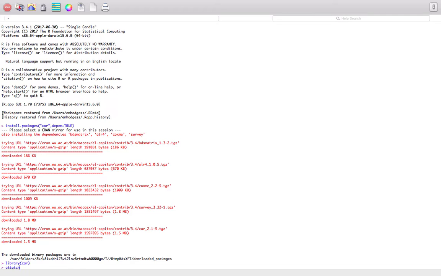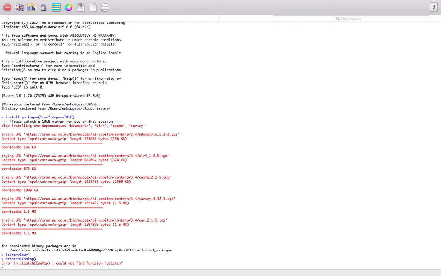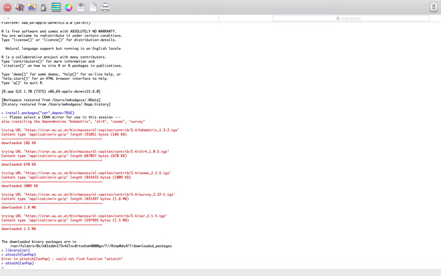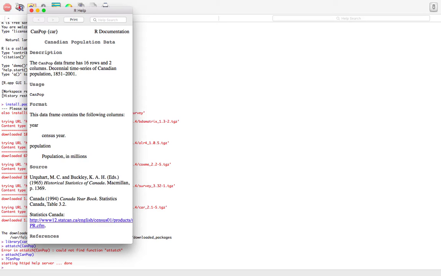And I'm going to attach that data set, and it's called canpop, because I spelled it wrong. Okay. What's in this? I bet it's Canadian population. Why, yes, it is. All right, and it's a data frame. It has 2 columns. One is a year, the other is a population.